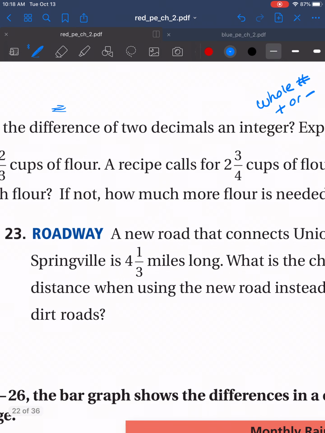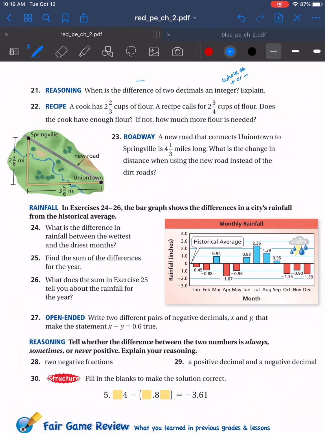So when can I subtract, let me erase my crazy looking subtraction sign. When can I subtract 2 decimals and get an integer? Remember, an integer can be positive or negative, okay? Try that one on your own. Try 22, try 23. That is it for your homework for today.